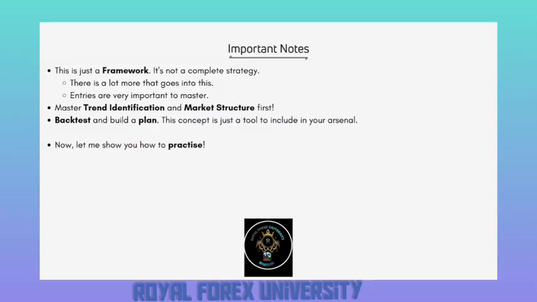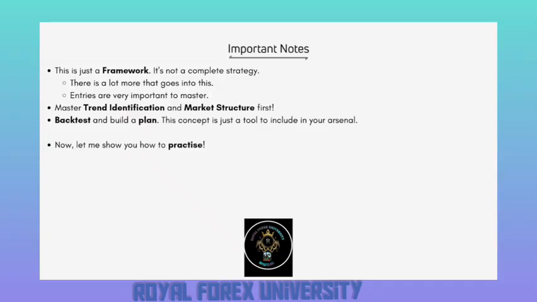Also, entries are important to master. If you don't know how to enter the market, even if you have your setup developed, maybe you enter too early or you don't wait for the right confirmation, you're still going to lose, right? So this is not it, okay? Once again, man, this is for the 100th time that I repeat this, but master trend identification and market structure first before really looking to update your strategy with more tools and concepts, backtest and build a plan, right?